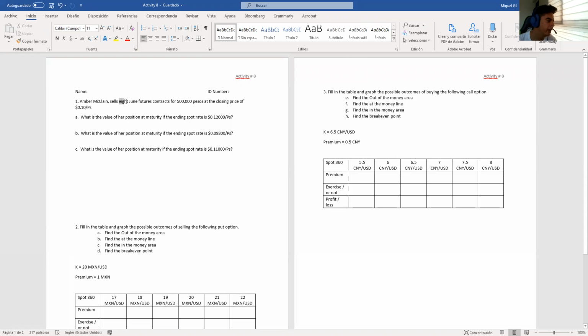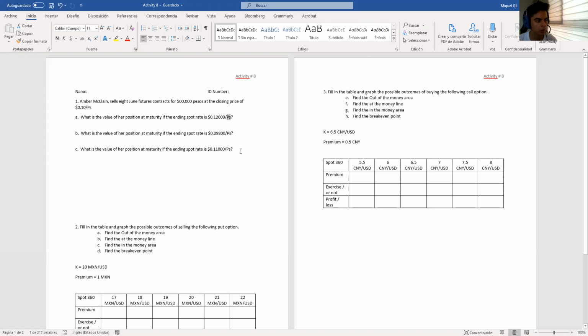Sorry, you have 8 contracts. You are selling the contracts. That means you have a short position, so be careful. And the size is 500,000 pesos. And the price is 10 cents of dollars per peso. Okay, so be careful with that. This means dollar and this means peso.